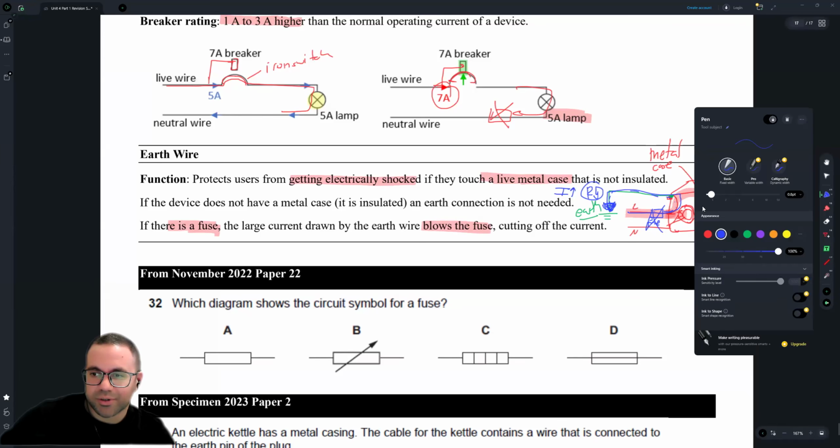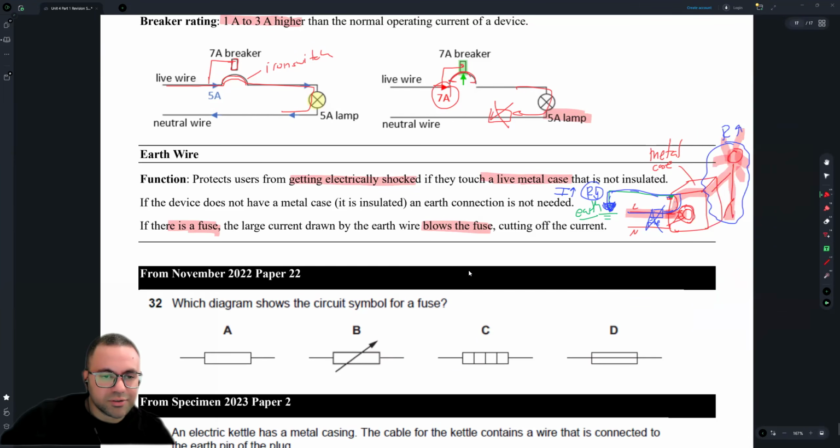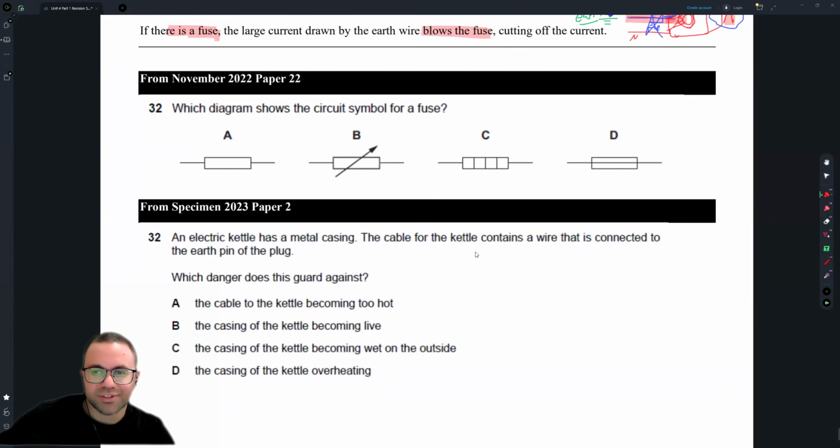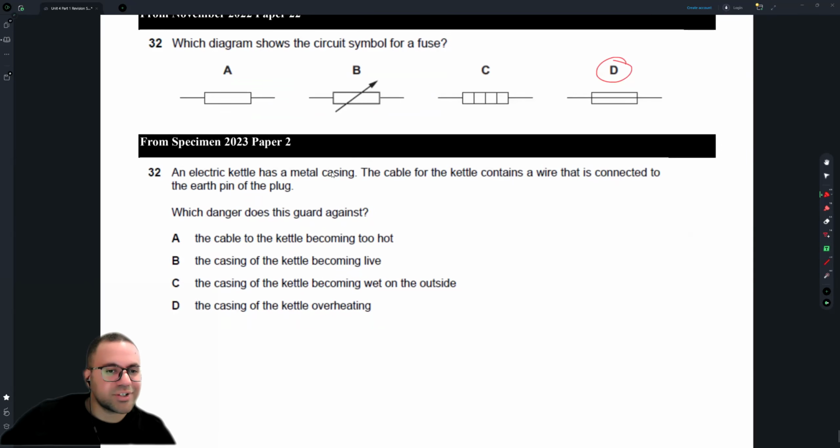Let's solve the last couple of questions here. So which diagram shows a symbol for a fuse? Yay. D, obviously. And an electric kettle has a metal casing. The cable for the kettle contains a wire that is connected to the earth of the plug. Which danger does this guard against? From the cable getting too hot? No. From the casing of the kettle becoming live? Absolutely. Because if the casing is live, I get shocked.